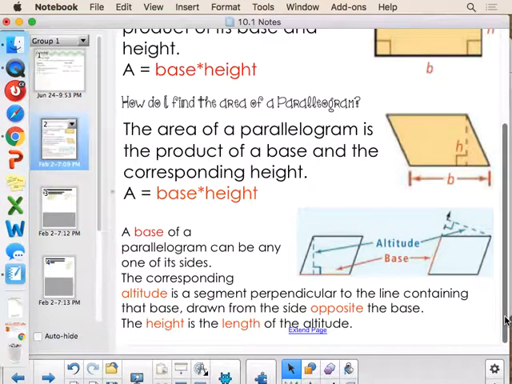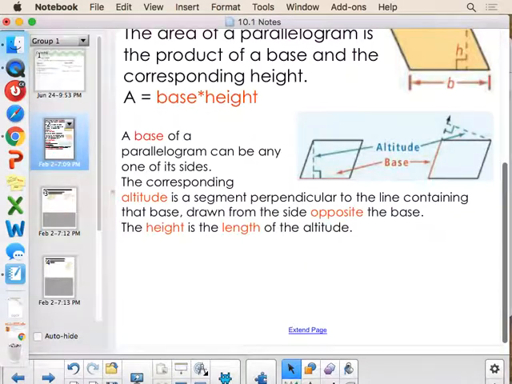I need you to know what an altitude is, and I also need you to understand how to figure out which piece is the base, okay? So a base of a parallelogram can actually be any one of its sides, okay? It can be any one of them. Now the corresponding height is going to be that altitude piece. If it's base times height, you have to figure out which altitude it is that I'm using.